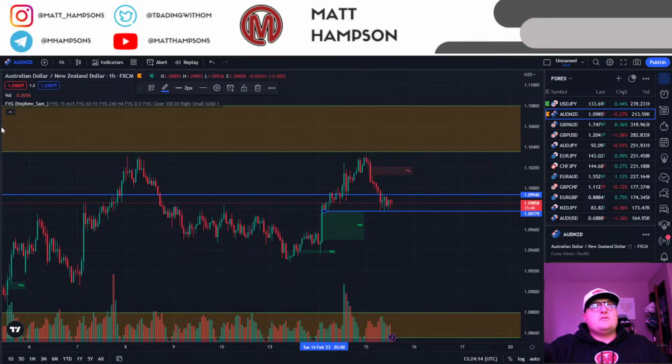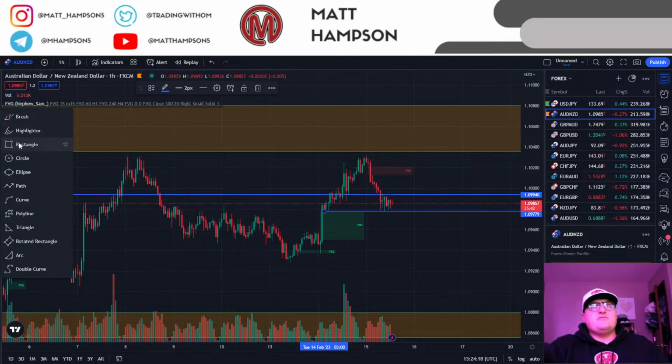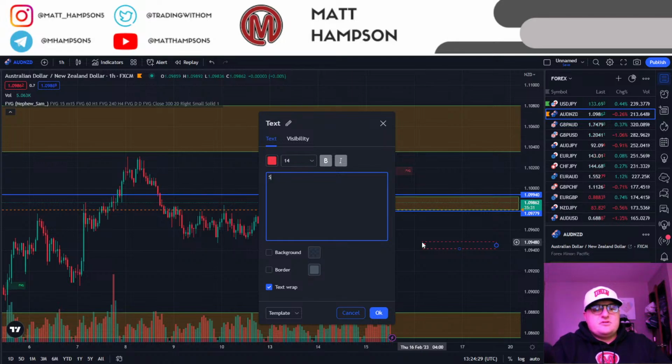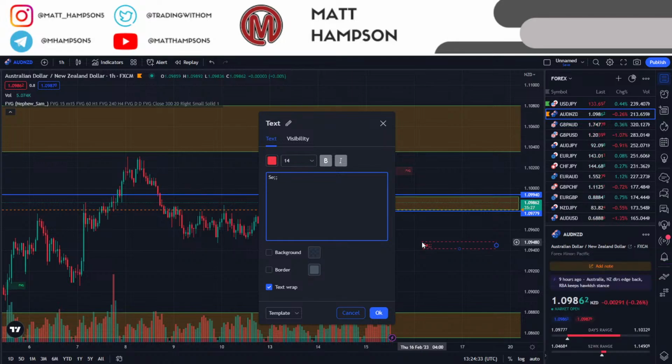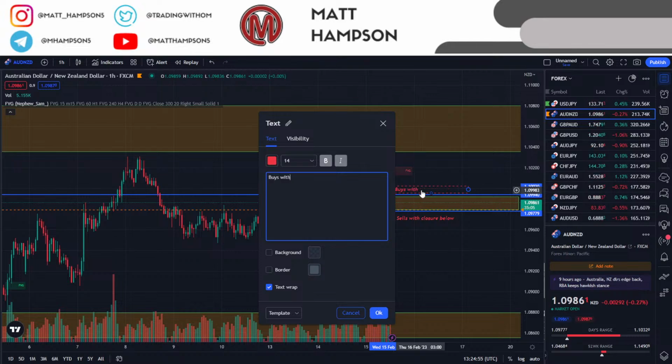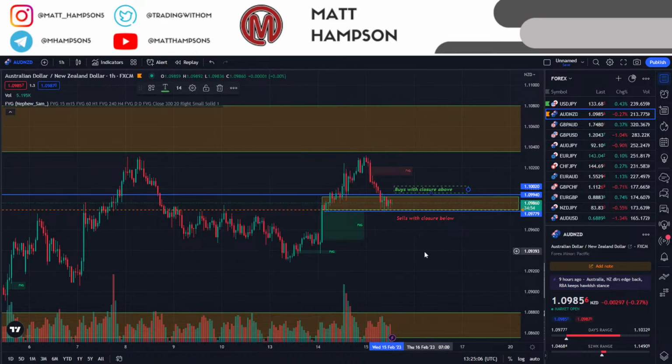So I'm going to just draw the box out just so everybody can visually see what we're looking at. But yeah, we'll go buys with closure above, sells with closure below. Let's clone it. And we got 5 minutes until news, guys. So obviously we're not going to enter anything until we see what this news does.